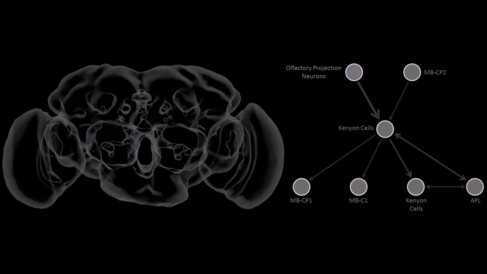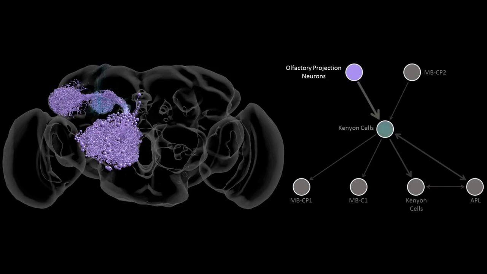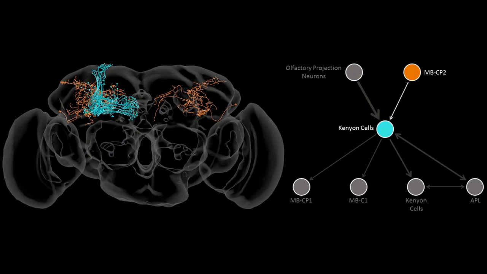As expected, olfactory projection neurons provide the majority of inputs to Kenyon cells, but an unexpected new cell type was also discovered to provide inputs that are likely multimodal. Additionally, we discovered that Kenyon cell dendrites preferentially target only a small subset of available cell types.